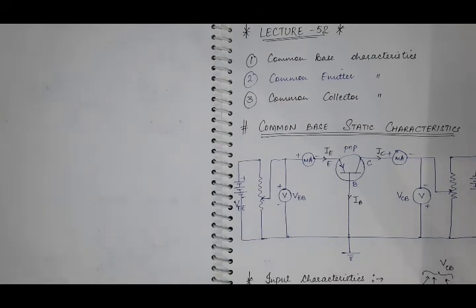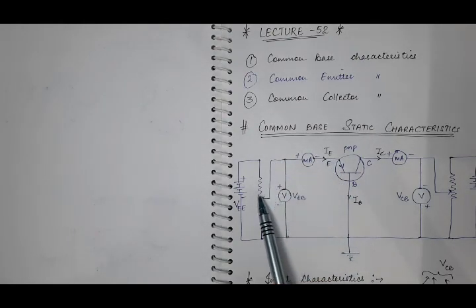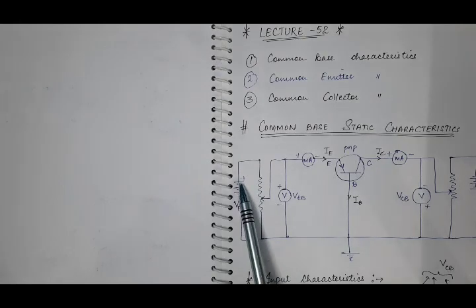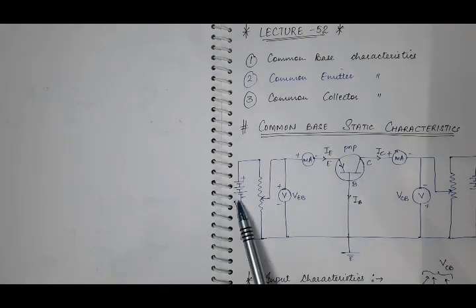And here the input junction is the emitter base junction. So for the active mode of the transistor, this emitter base junction must be forward biased. How? This P-type emitter must be connected to the positive terminal of the battery, and this N-type base must be connected to the negative terminal of the battery.